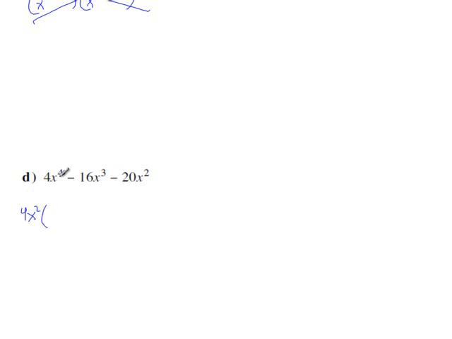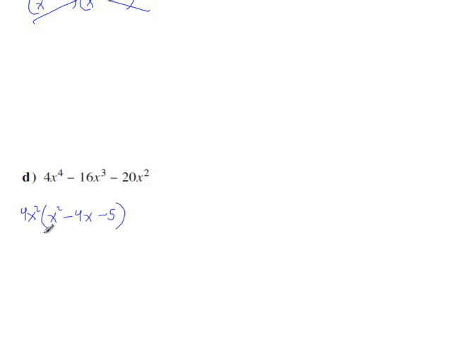Once you take that out, 4x to the 4th divided by 4x squared. 4 divided by 4 is just 1. X to the 4th divided by x squared is x squared. Then we have negative 16x cubed, so negative 16 divided by 4 is negative 4. X cubed divided by x squared is just x. Then negative 20 divided by 4 is negative 5. And x squared divided by x squared is just 1.